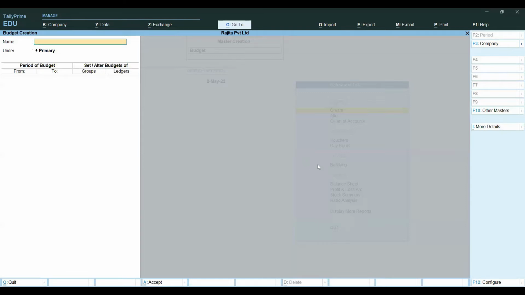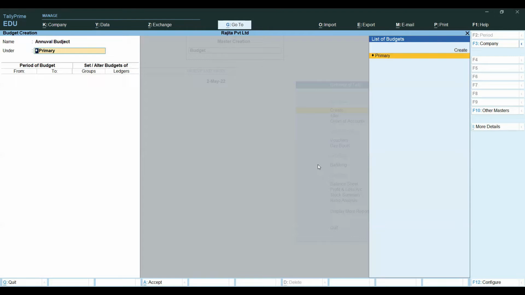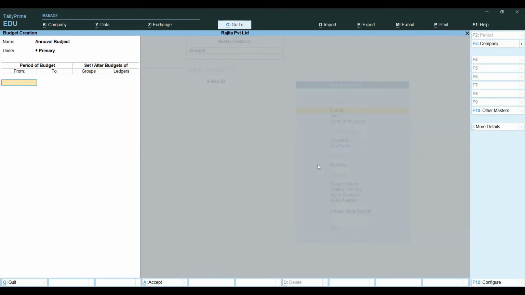See, it is asking the name of your budget. I am creating an annual budget. You can give any budget name, like monthly budget, quarterly budget, half yearly budget, office budget, like that. Under Primary, the period of budget. You may be preparing a monthly or quarterly budget, and the dates can also be mentioned. Now I am preparing an annual budget, 1st April to 31st March 2022, not 22-23. You understood? Yes, ma'am. Now Enter.